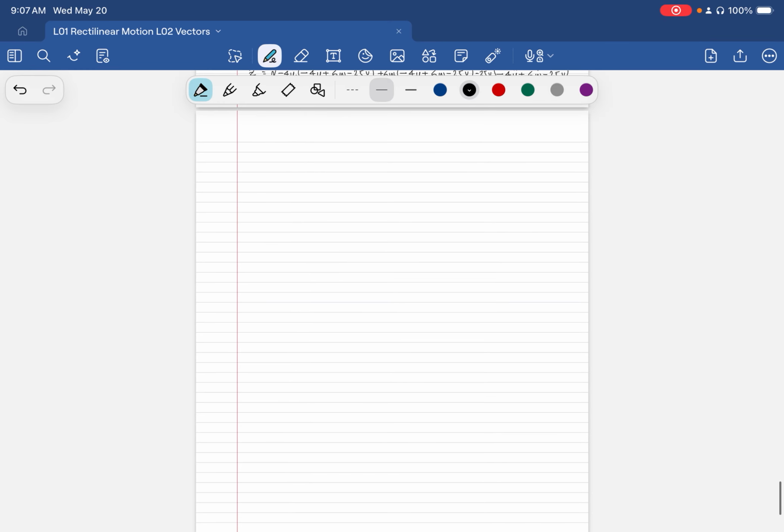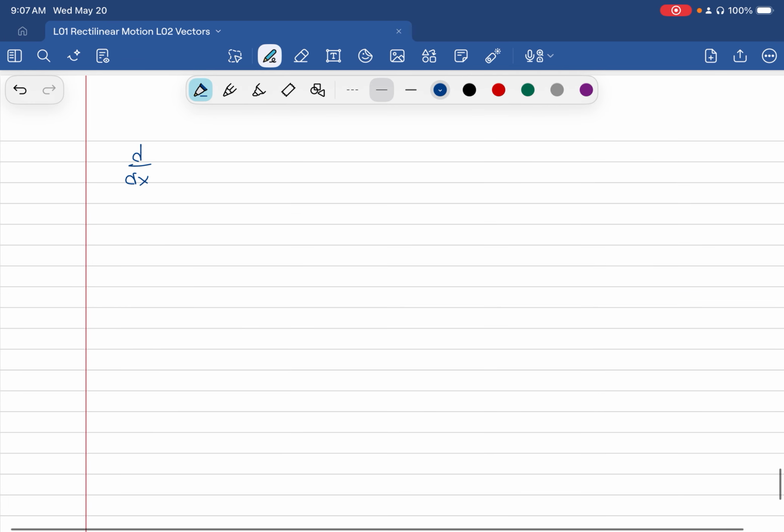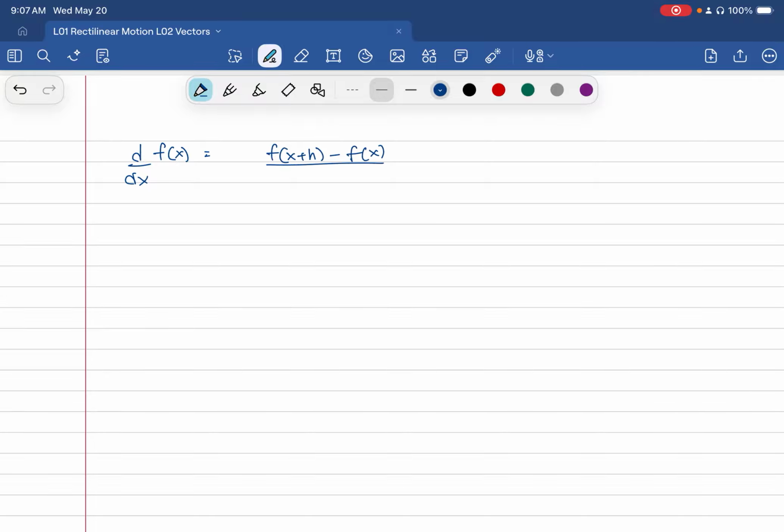First, let's just review that in the sense of scalar differentiation. So take a moment to try and recall differentiation. That is the differentiation of some function f of x is equal to f of x plus h minus f of x divided by h as h goes to zero. Right? What does this mean?